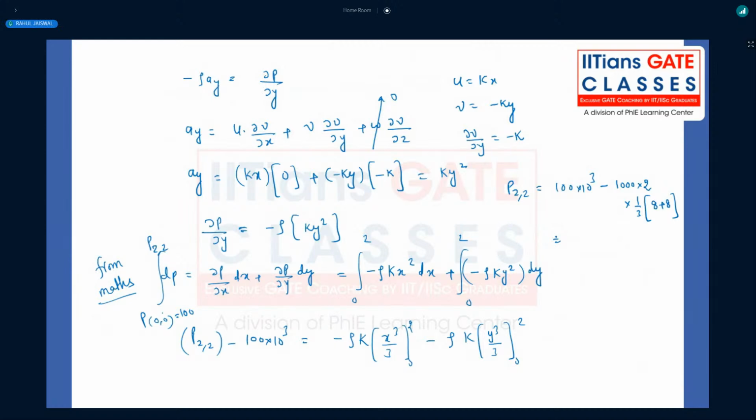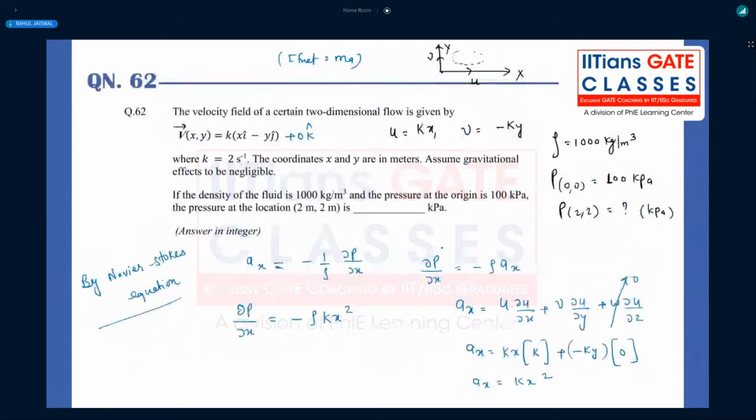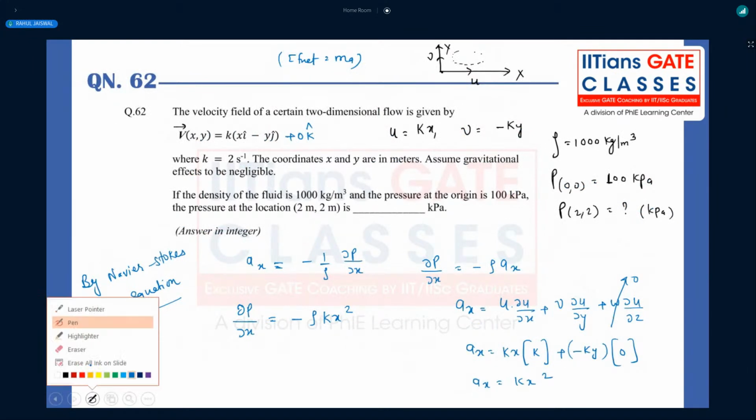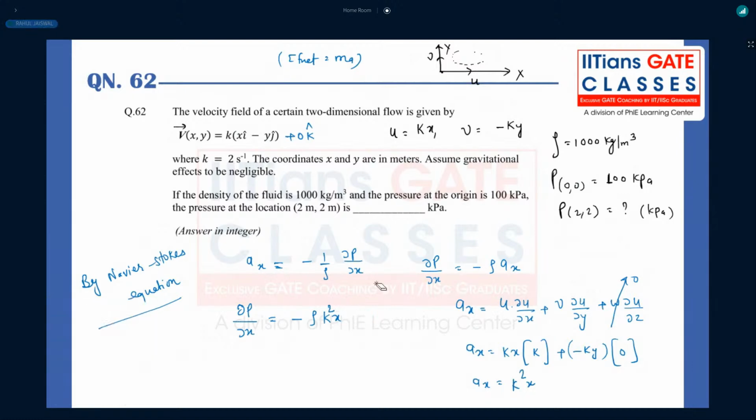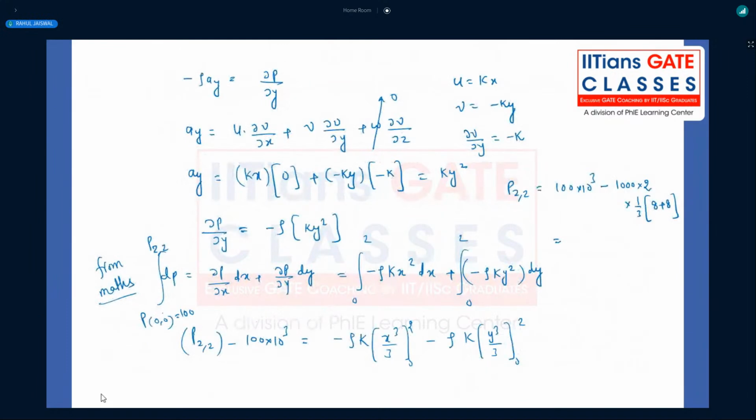Here a little confusion is there. See, here that is k, not k x square, right? This will become k square x. Similarly, this will become k square y. And here also, because k and k will multiply, that will become k square once again, right? So here the whole integration will change.